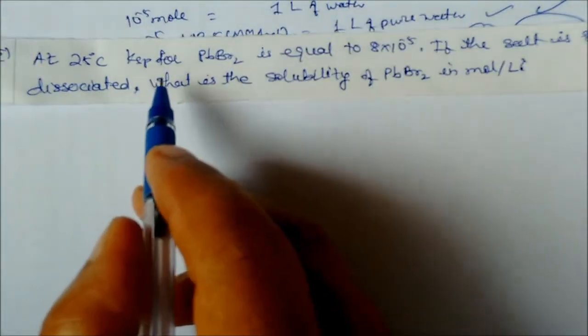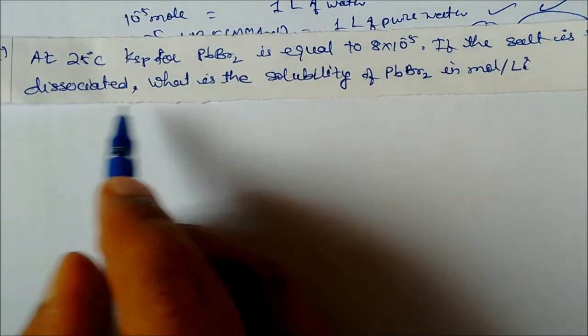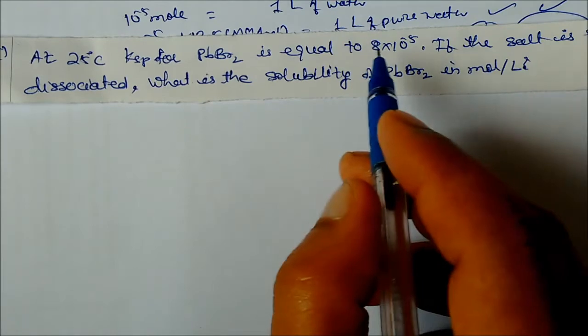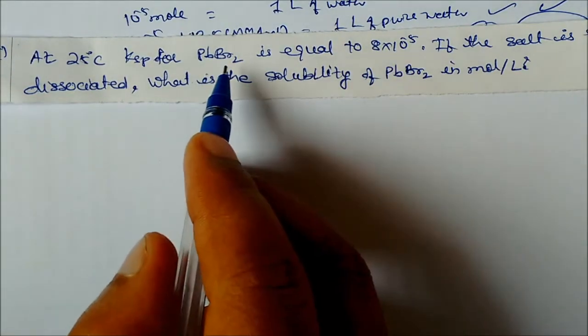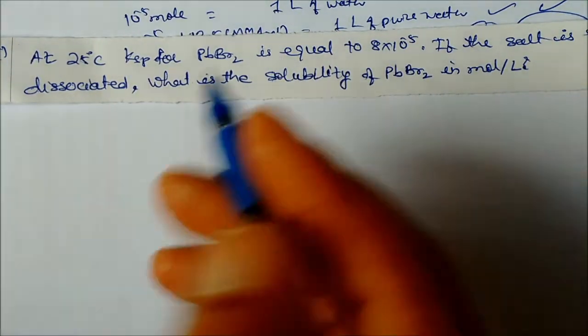At 25 degrees centigrade, KSP of PbBr2 is equal to this much. If the salt is 80% dissociated, what is the solubility of PbBr2 in mole per liter? KSP is already given, and in this the PbBr2 is 80% dissociated. So what is the solubility of PbBr2? We can write that it is 80% dissociated.